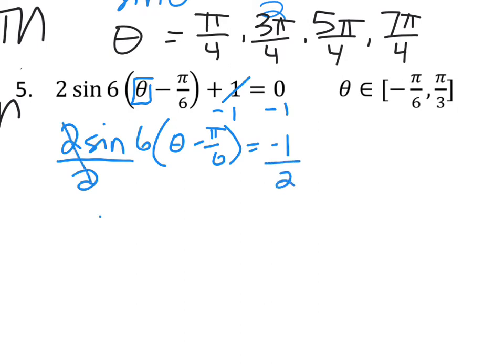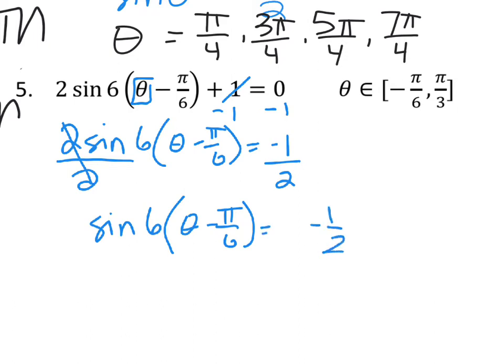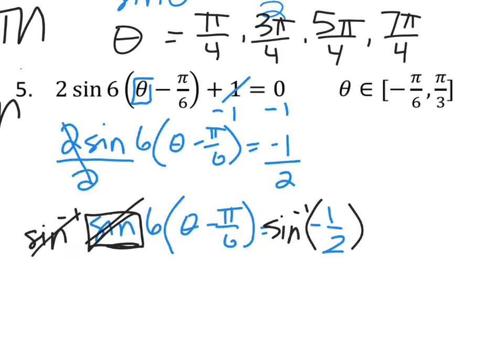So I have the sine of 6 theta minus pi over 6 equals negative 1/2. Now you might be tempted to divide by 6, but no. There's something even farther away, and that's the sine. So we have to get rid of sine first before we can divide by 6. And we get rid of sine by taking the inverse. This is how we get rid of trig, by taking the inverse of it.